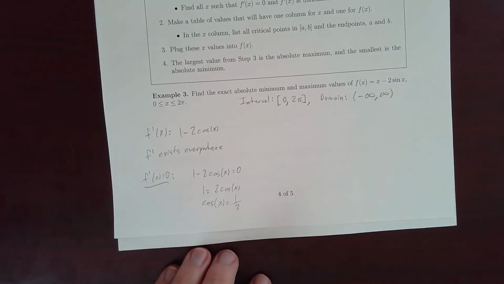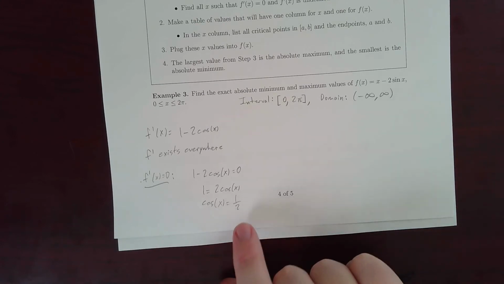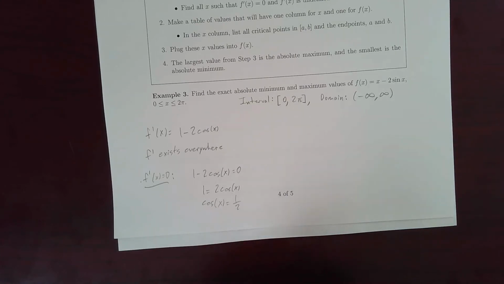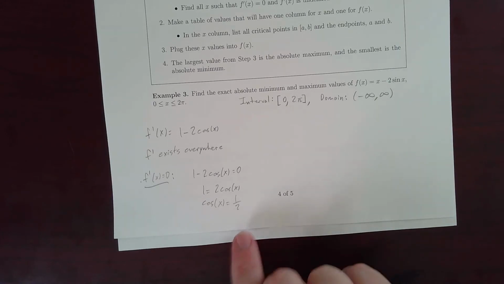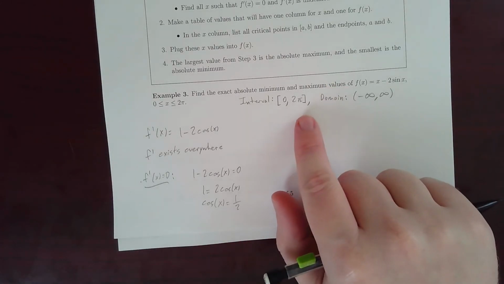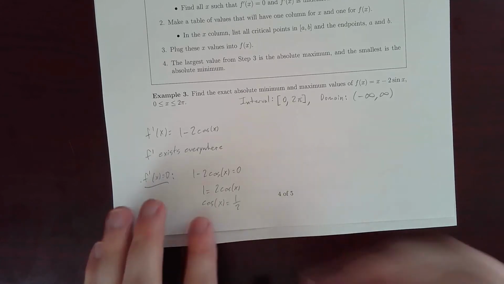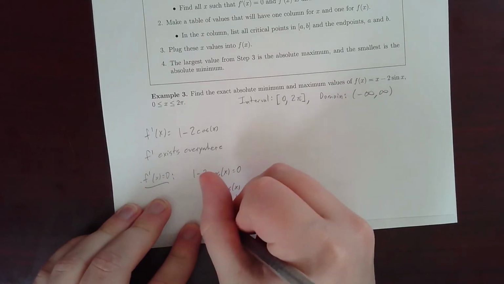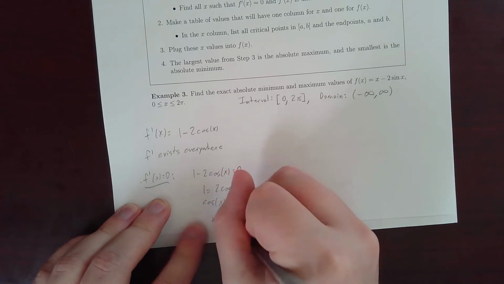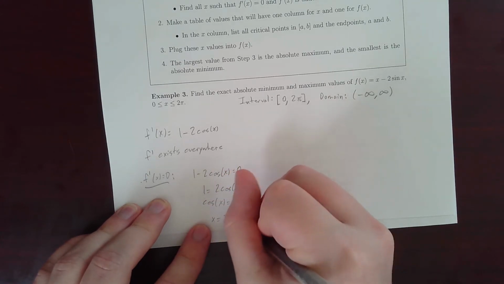Now, what you might know about sine and cosine is that they are periodic functions. So what that means is that there's an infinite number of places where cosine will be equal to 1/2. However, we're only looking at the interval from 0 to 2 pi. So because of this, we can use our unit circle to figure out where the cosine equals 1/2. And so this, on that interval, will be pi over 3 and 5 pi over 3.